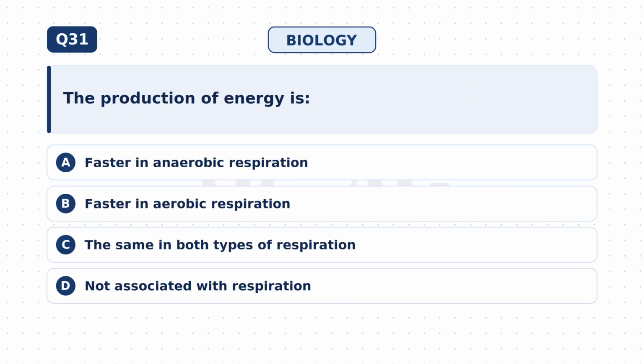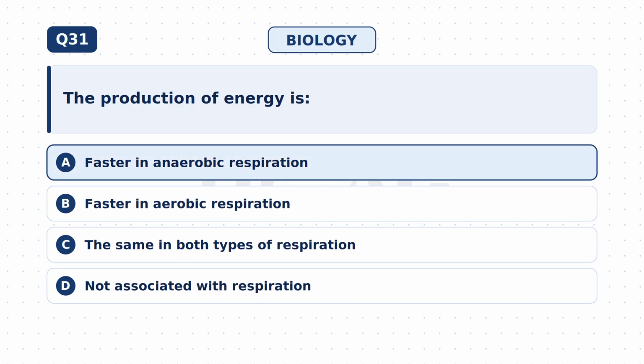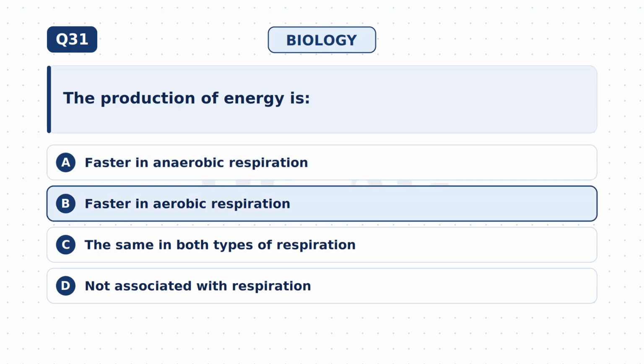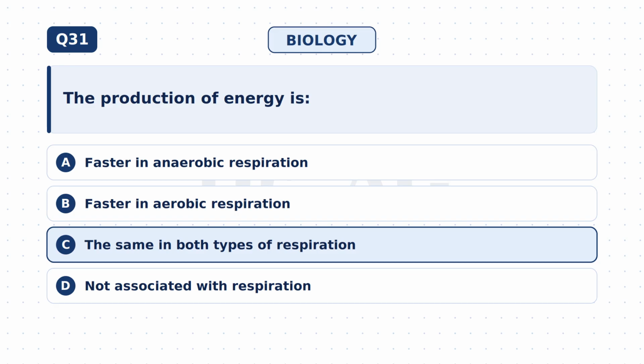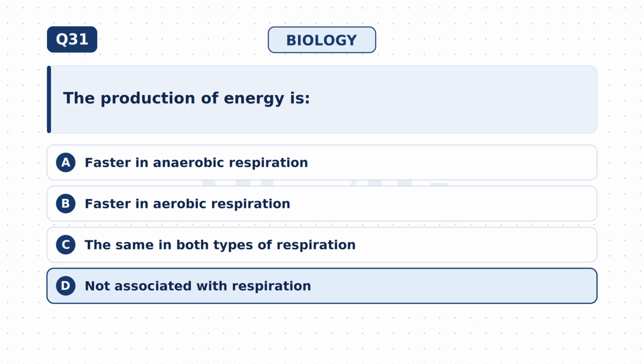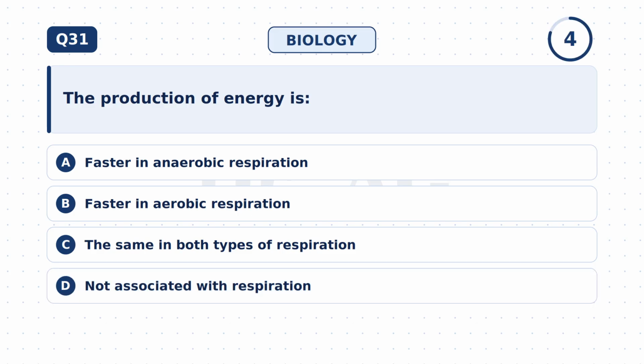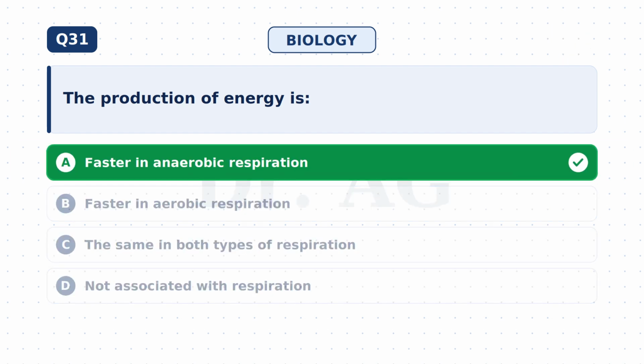Question 31. The production of energy is Option A, faster in anaerobic respiration. Option B, faster in aerobic respiration. Option C, the same in both types of respiration. Option D, not associated with respiration. The correct answer is A, faster in anaerobic respiration.